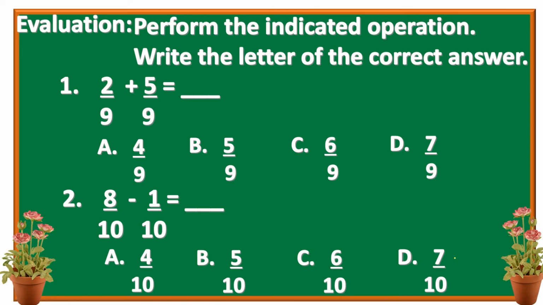Okay, so now let us go again to our evaluation. Number 1, 2 over 9 plus 5 over 9. Okay, what is your answer? Yes, correct. Letter D is the correct answer, because 2 plus 5 is 7 and you copy the denominator which is 9.